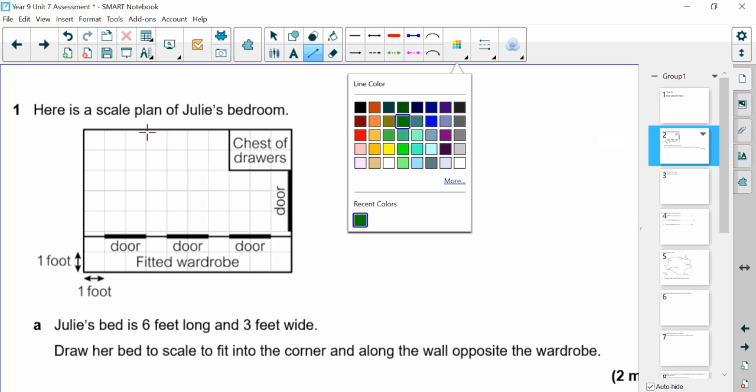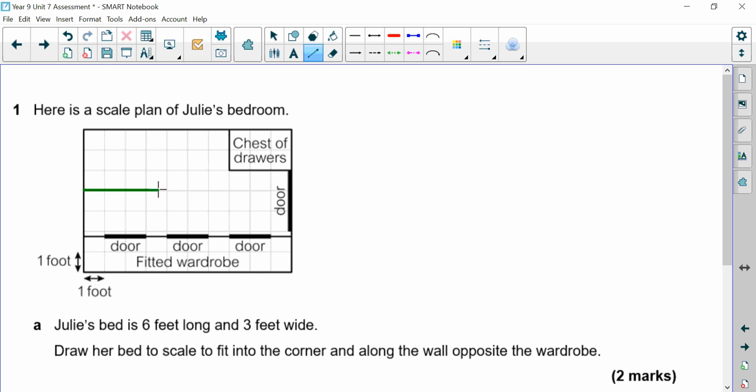Because if you go 3 this way and then 6 down, you'll find that you're actually touching the wardrobe, which doesn't fit, because there's only 5 squares between the wall and the wardrobe. So it has to be 3 across this way, going the 6 bits across, 1, 2, 3, 4, 5, 6, and then it's 3 away from the wall there. That would be the perfect shape. So you can shade that in if you want, or you might want to just write the word bed. But that's what you need to have for this one.